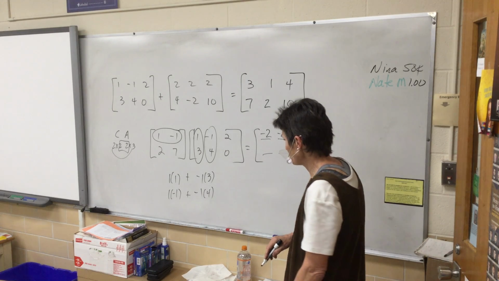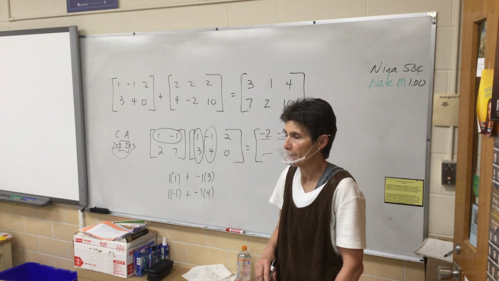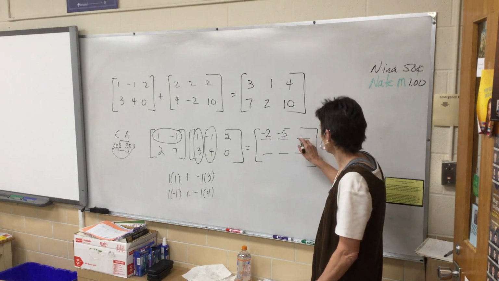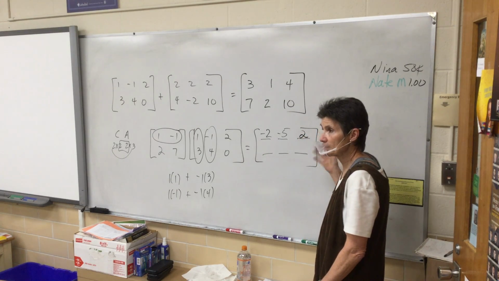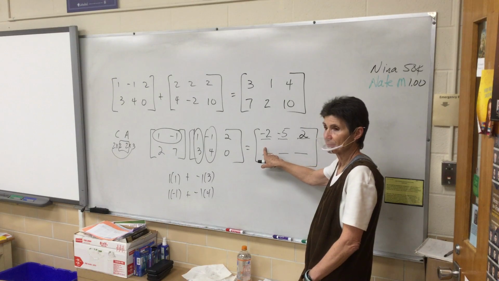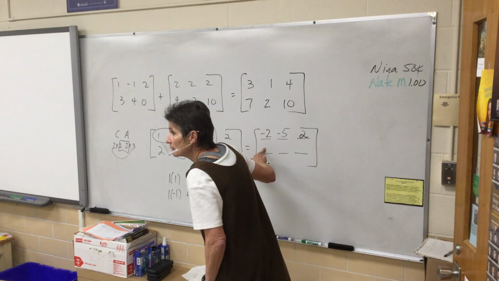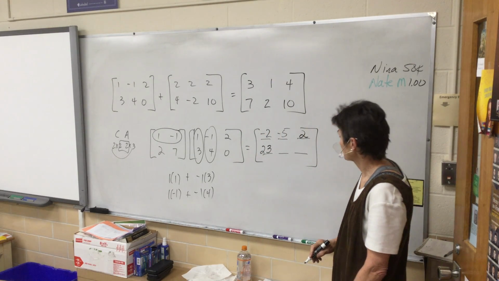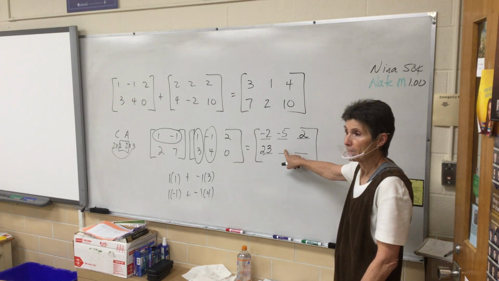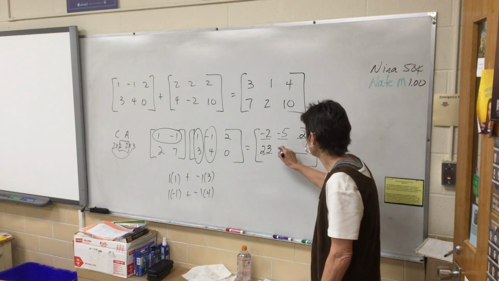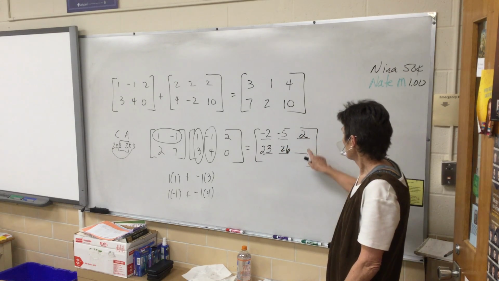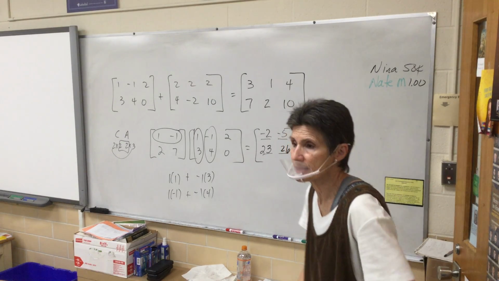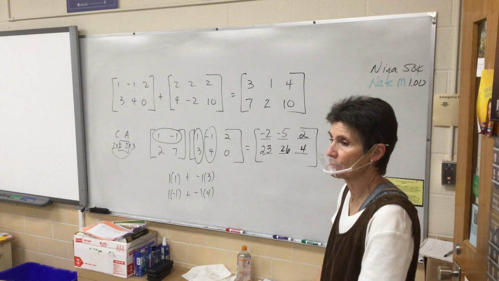I need some brave soul to share some answers with me. What you got here? 2? Number 2? Do I have some consensus there? All right, what about here? 23? Do I have consensus there? How about here? 26? And here? Anybody not get one of those and want to ask about one of those particular numbers?